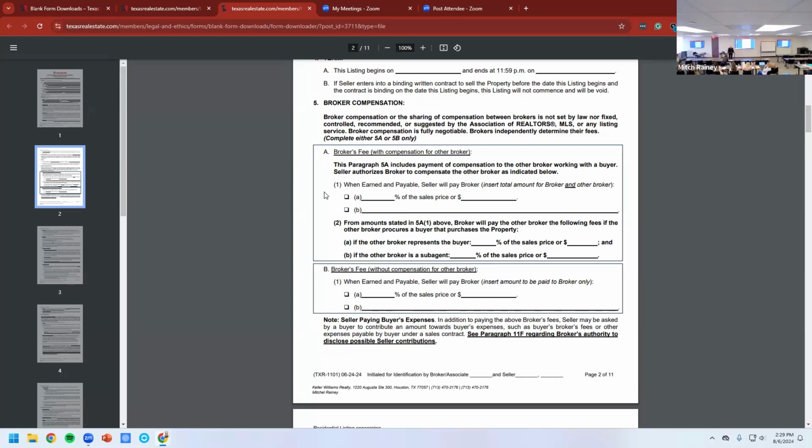All right, seller paying buyer's expenses. In addition to paying the above broker's fees, seller may be asked by the buyer to contribute an amount towards buyer's expenses such as buyer's broker's fees or other expenses payable by broker under a sales contract. This can be in paragraph 11F. This is buyer's contributions, or seller's contributions.